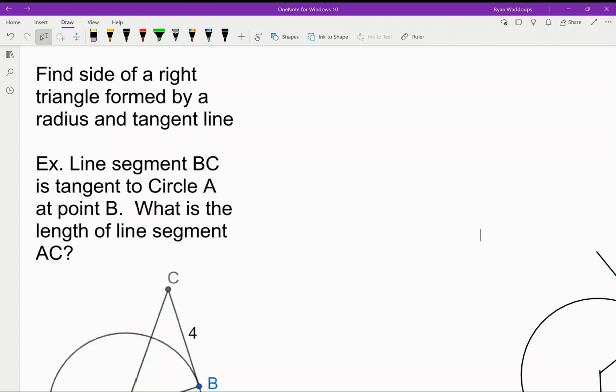Hello, welcome. In this video, we'll talk about how we find the side of a right triangle that's formed by a radius of a circle and its tangent line.